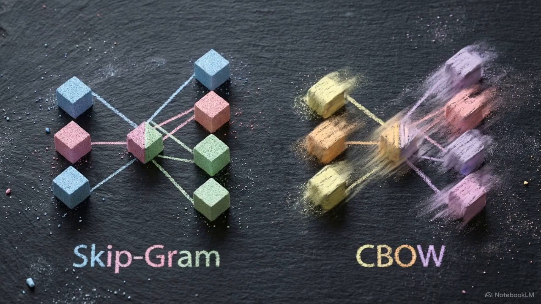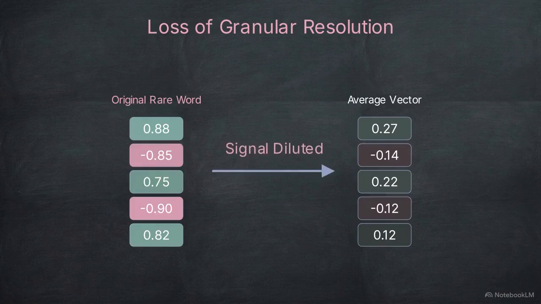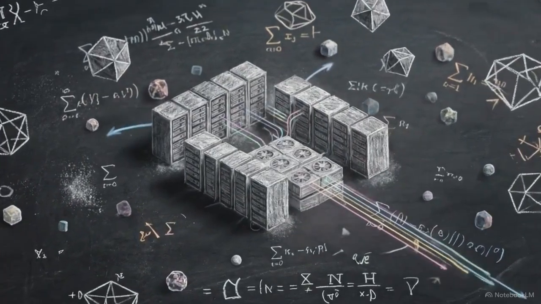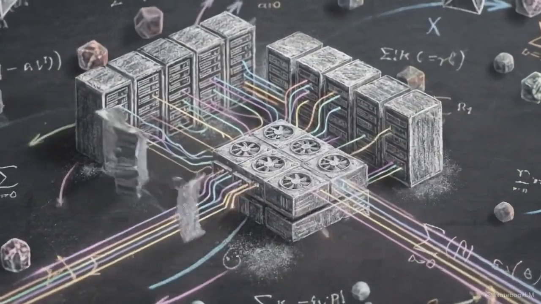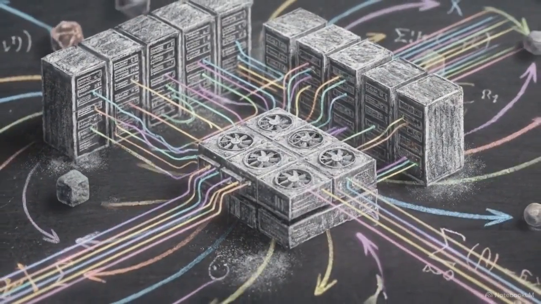This is an area where skipgram outpaces the continuous bag of words architecture. CBOW averages context vectors together, which trains faster but loses the granular resolution required to accurately map rare words. Ultimately, the mathematical theory of Word2Vec is completely dependent on these specific data engineering heuristics to function in reality.